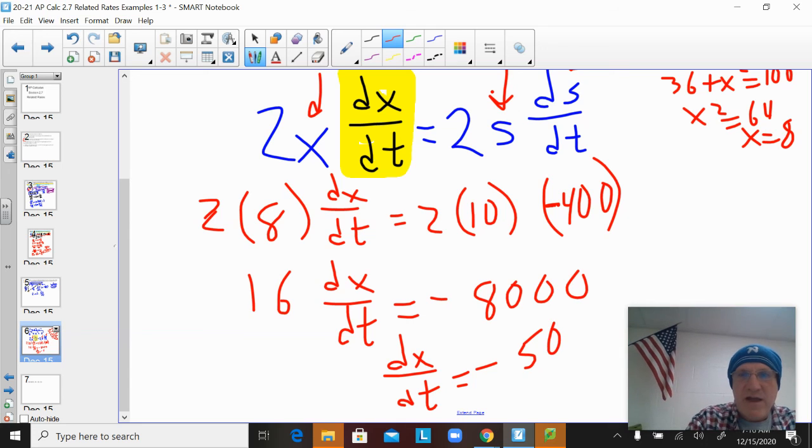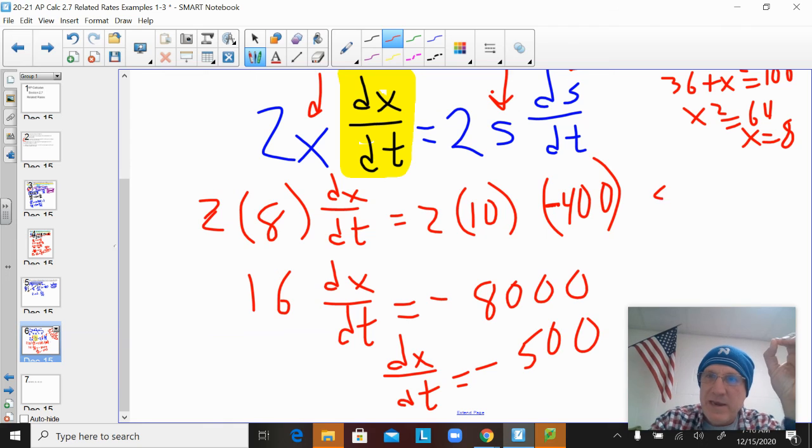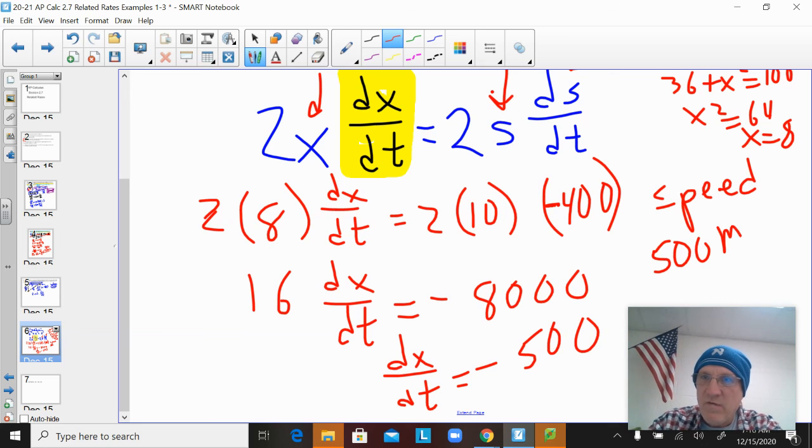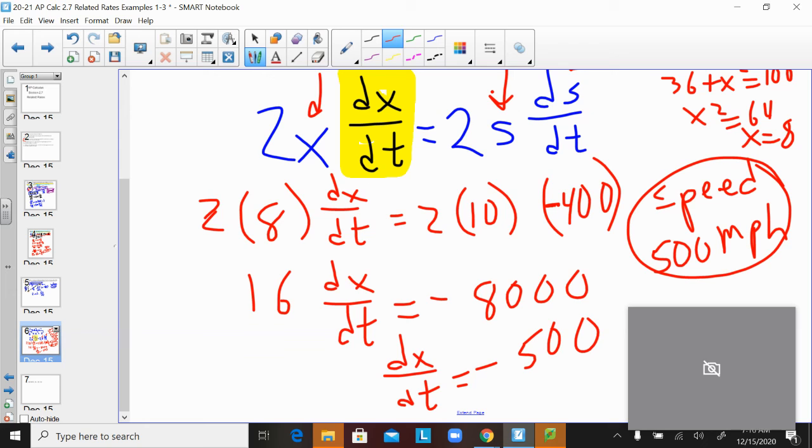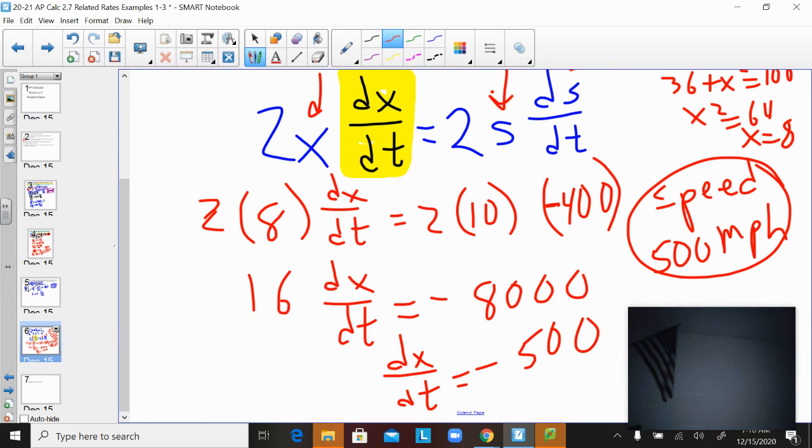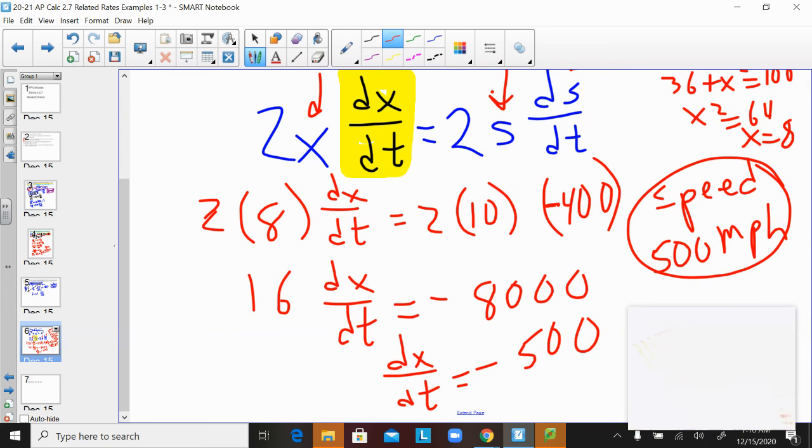Now, negative 500. But since the question asked for speed, you have to remember that speed is the absolute value of velocity. So the speed, again, you would get practically full credit, but if you put negative, that's not the speed. 500 miles per hour. There's the speed of the plane. And I almost made it before my lights turned off again, but I didn't.